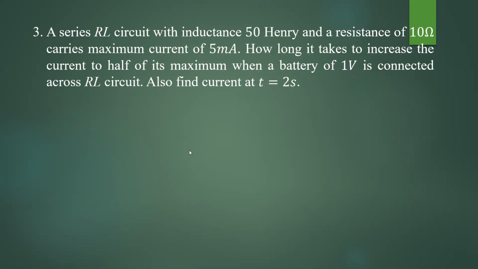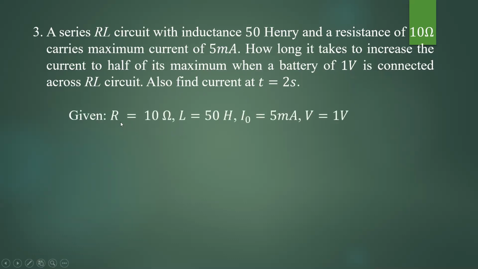2 questions. Let us write the given quantities. What are the given quantities? Resistance R is given, that is 10 ohm. L, inductance of the inductor, is given, that is 50 Henry. Maximum current I naught is equal to 5 milliampere, that is given. Battery voltage V is equal to 1 volt, that is given. You have to find what is the time at which the current becomes 2.5 milliampere, half of the maximum.